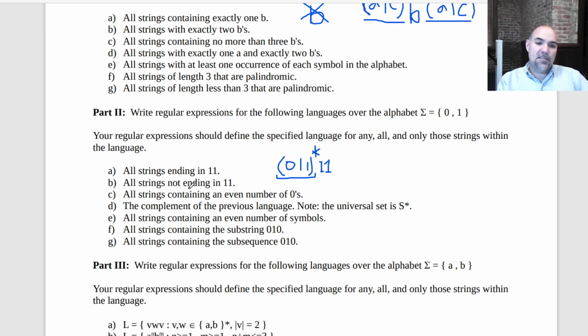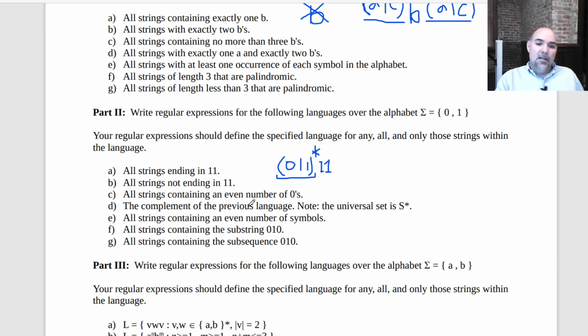Now all strings not ending in 1, 1, that's a little more difficult because you have to, again, represent any, all, and only those strings within your language. So you might think, well, what are all the strings not ending in 1, 1? Well, you might put some thinking into that and say any string that's part of this alphabet that does not end in 1, 1. What does that look like?